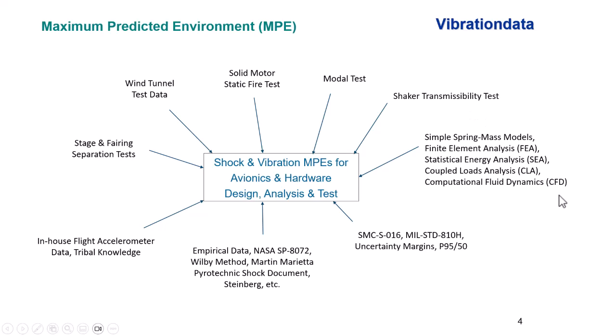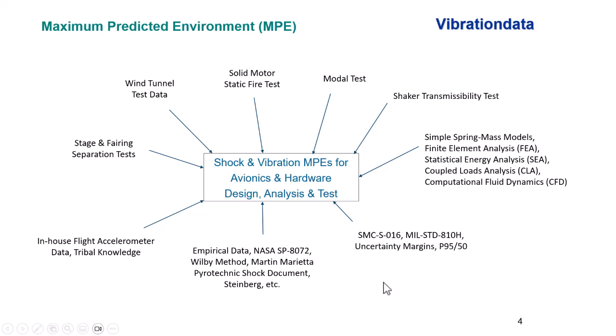Now off to the right, there's all sorts of analyses we do. We have spring-mass simple models. We'll talk about some of those today. If we have a multi-degree-of-freedom system, we can model that as a finite element model. Statistical energy analysis, coupled loads analysis, computational fluid dynamics. Through the course series, we're going to talk about all of those except for CFD. That's out of scope for this course.